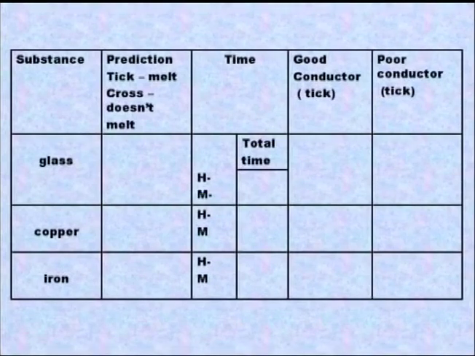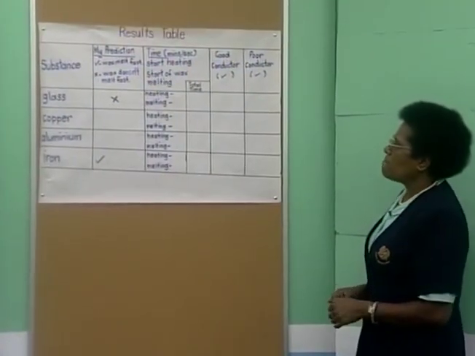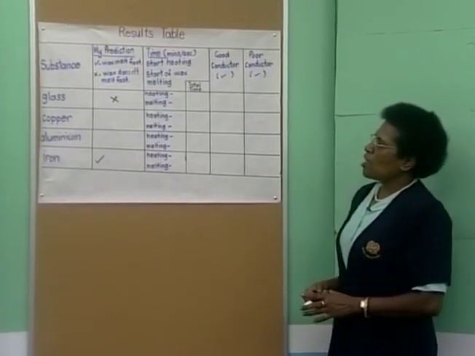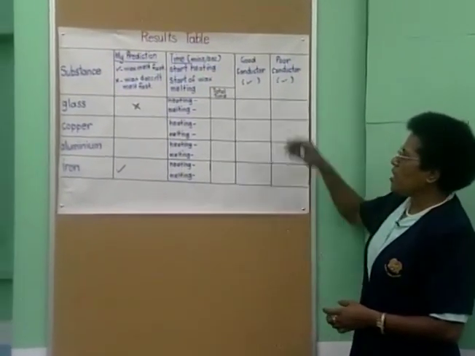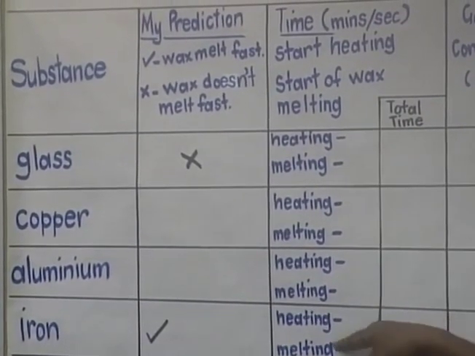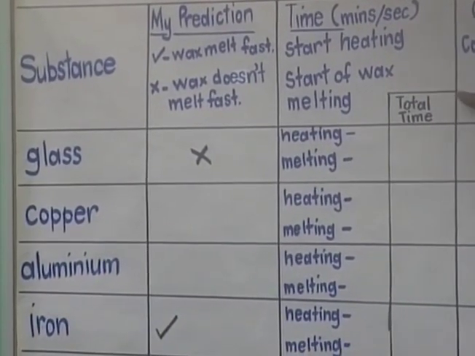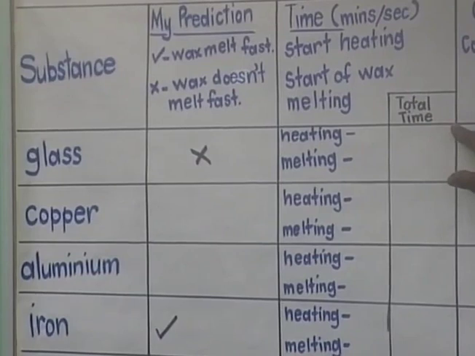Now before we go to the instructions, I'd like us to go through especially the third column where it says timing. Please, if I can have everybody looking this way. In timing, the third column, we have heating and melting, all of them. They all have heating and melting. We also have total time.